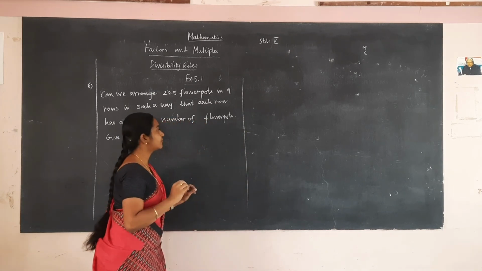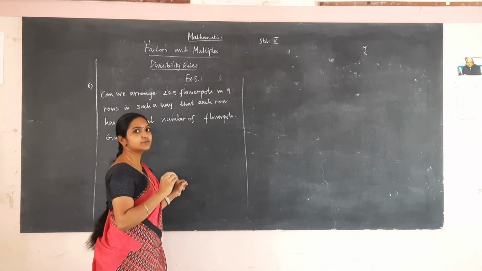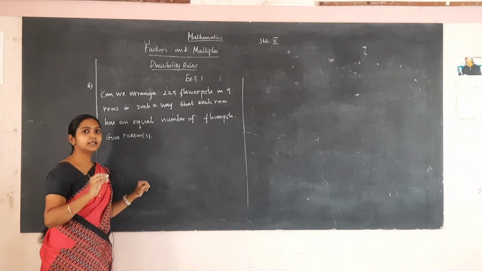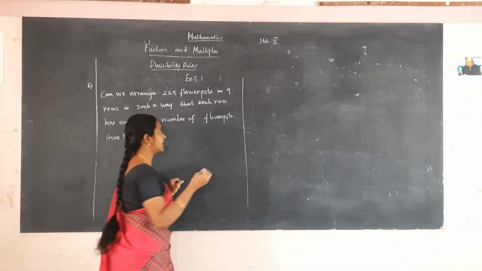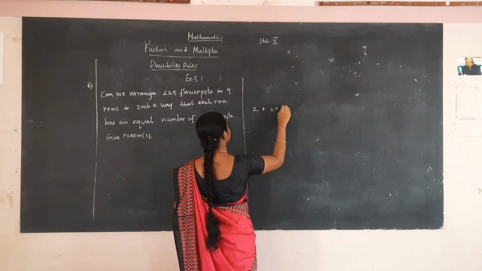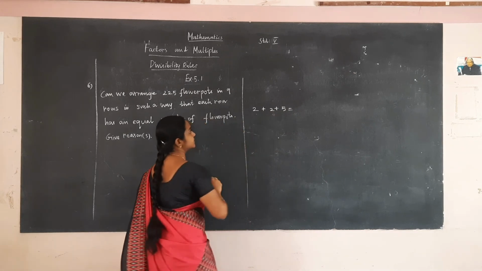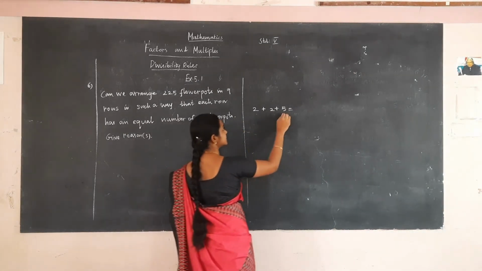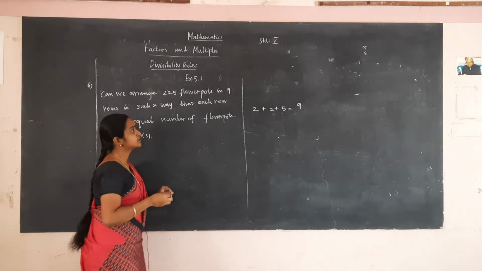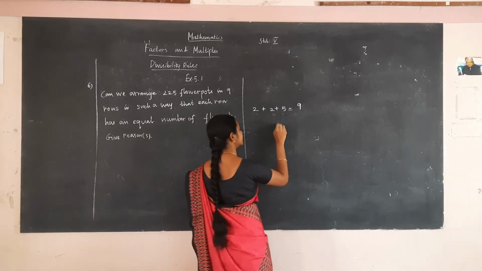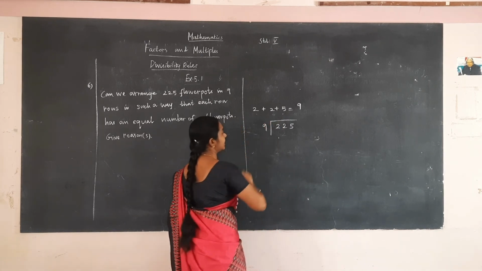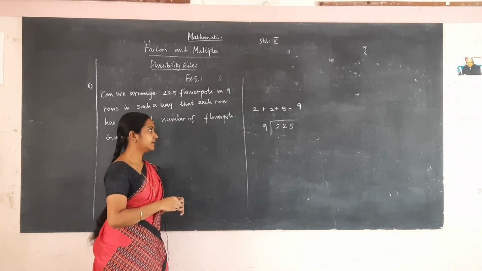Divisibility rule for number 9 is we have to sum all the digits in the number. If that sum is divisible by 9, then the whole number will be divisible by 9. The digits are 2, 2 and 5. 2 plus 2 is 4. 4 plus 5 is 9. 9 is divisible by 9. So 225 will be divisible by 9. Divide 225 by 9.